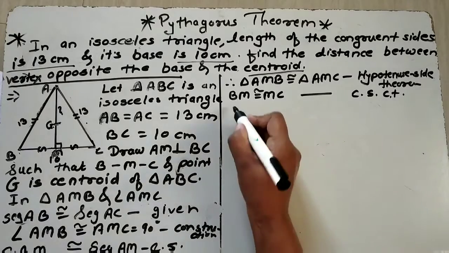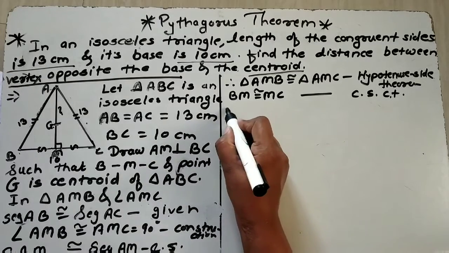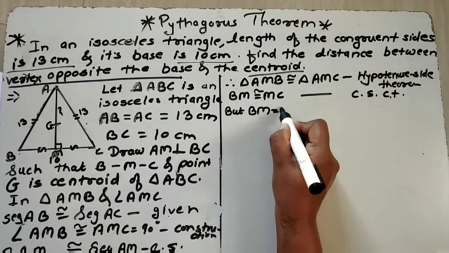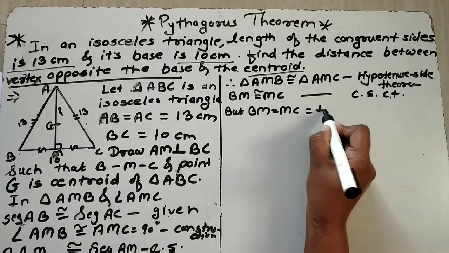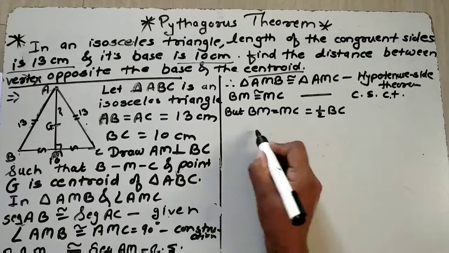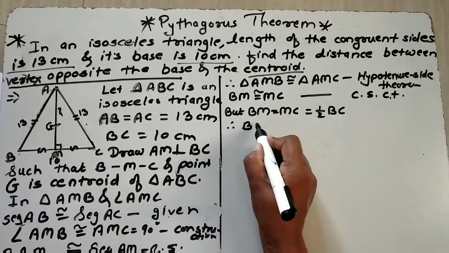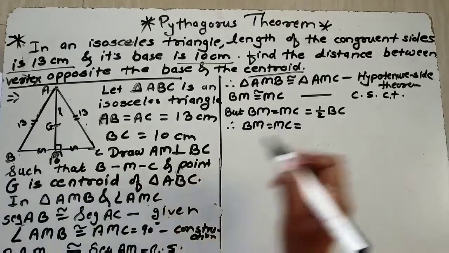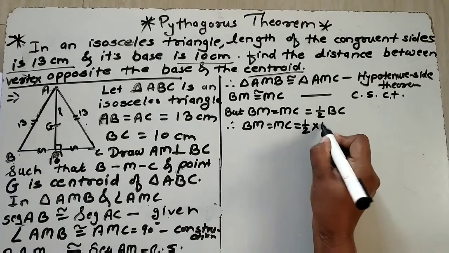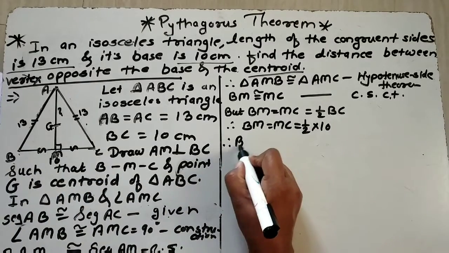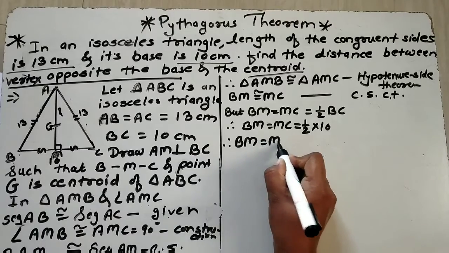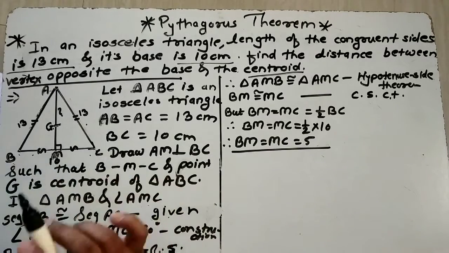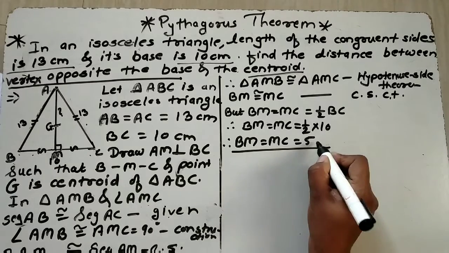Okay, now we know that BM is equal to MC is equal to 1/2 BC. The measure of BC is 10. So therefore BM is equal to MC is equal to 5. So we got the measure of BM and MC as 5 centimeter.